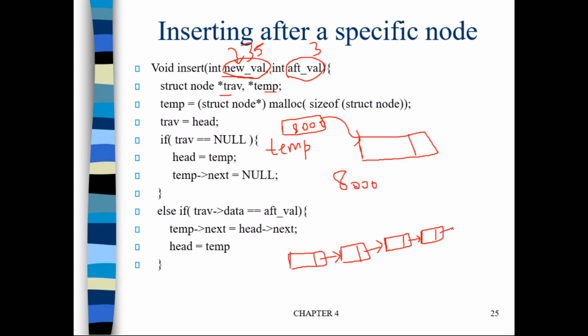So node 1, 2, 3, 4, and 5. The last node is pointing to null, which I'll represent using a cross symbol. Its data part is 1, this is 2, this is 3, this is 4, this is 5. Let us assume the starting address of the first node is 2000.